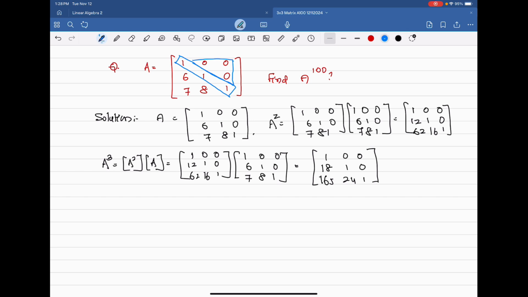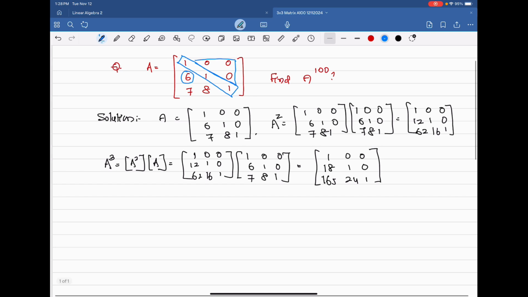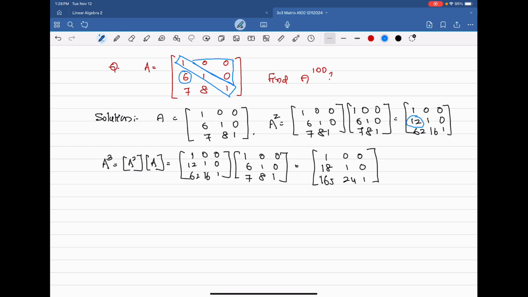What is the value of the second element of the first column? 6. In A square, what is its value? It is 12. In A cube, what is its value? It is 18. Then can we write? Let us see. A to the power of n is equal to [1 0 0; 6n 1 0; ...]. I am talking about only one element, the second element of the first column, 6n. If n is equal to 1, it is 6, n is equal to 2, it is 12, n is equal to 3, 18. Then this 1 will be 1, it is as it is, 0 is as it is.